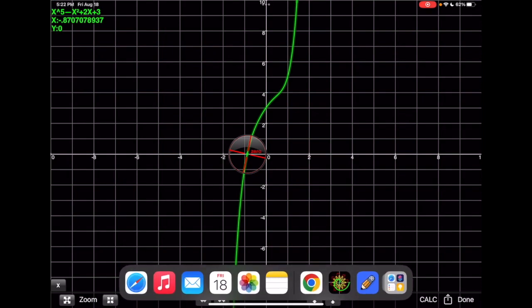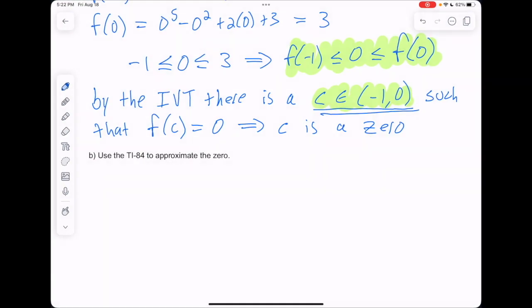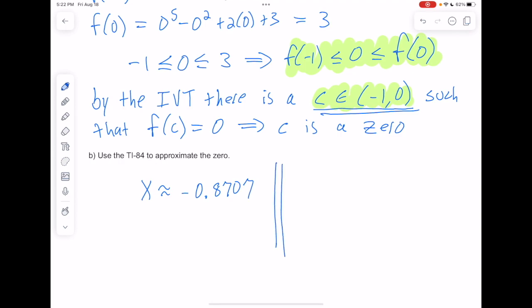So I'm going to go write that down, and then because your calculator is a little different, I'll describe what your process is going to be. So x is approximately -0.8707. And notice that is in between the -1 and 1, which is what the intermediate value theorem guaranteed. So on the TI-84, what does that process look like for you?